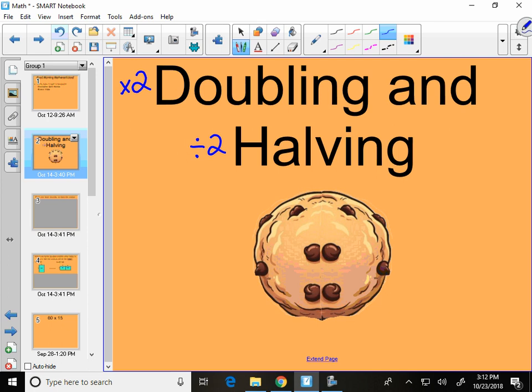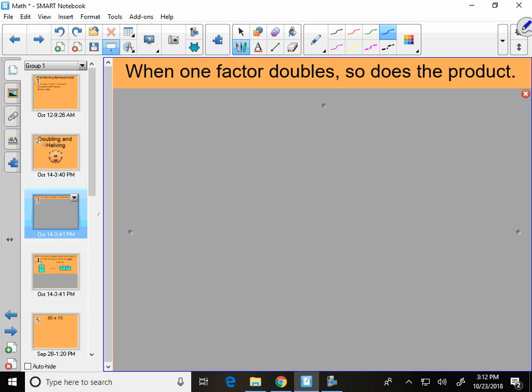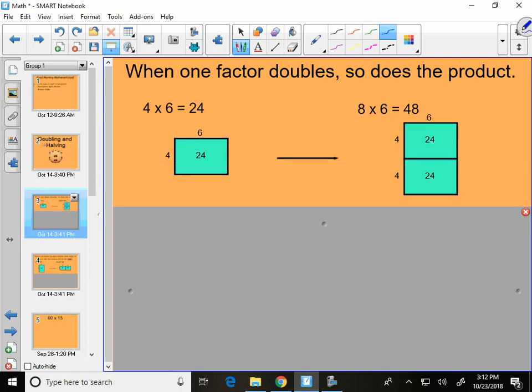So let's use the concept of doubling and halving and just think about a few things. This first sentence I want you to focus on says, when one factor doubles, so does the product. So I have the problem 4 times 6, and the answer is 24. If I were to double one of those numbers, the answer or the product doubles as well.